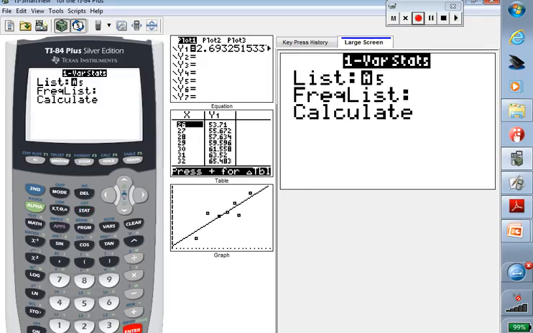In this case, though, we need to switch gears. We need to go back to list 1, where our x values are. So second, number 1 for list 1. We need to go back to wherever your x values are. We need x values.